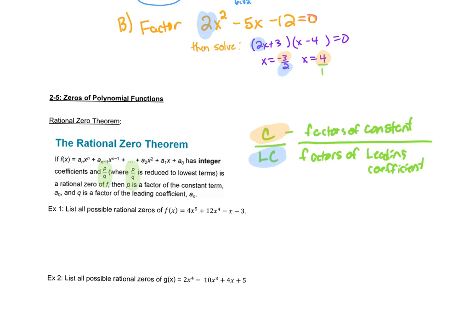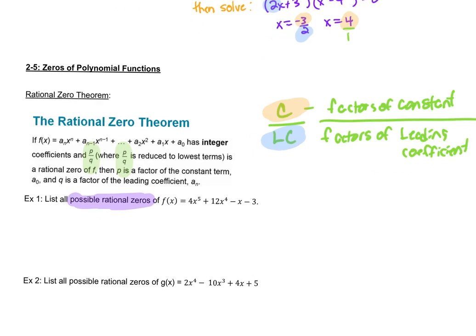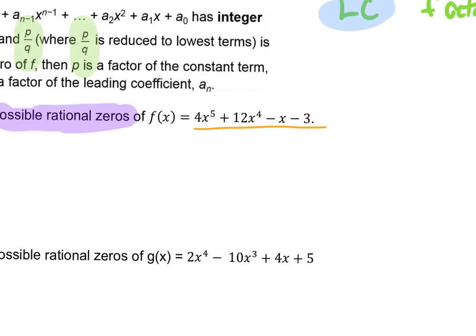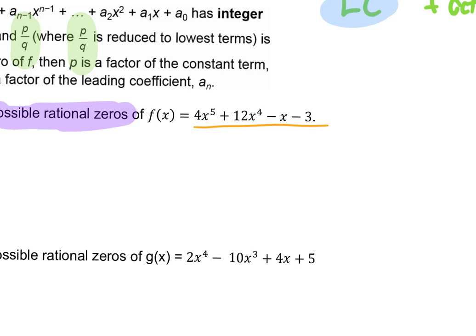But for now, when you see list all of the possible rational zeros, that's saying make this list of all of the factors of the constant. So in this case, what is the constant here? What number? Alice, what's the constant in this polynomial? -3. There you go. So the 3 there at the end is the constant, and then the leading coefficient, Alice, is the 4.